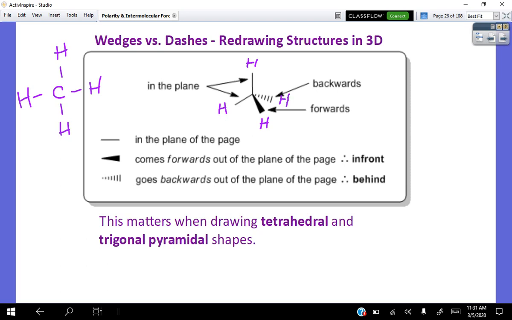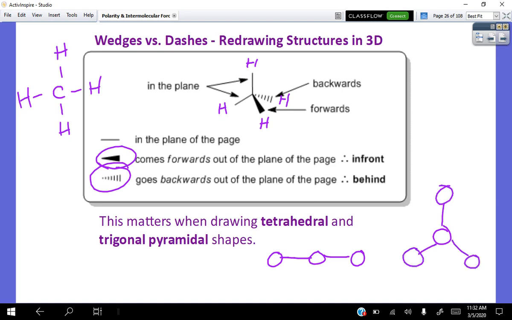Two of those atoms are going to be in the plane of the paper, but the other 2 are going to have to be represented with a wedge and a dash. The dash goes backwards out of the plane of the paper. The wedge comes towards you. This matters most when looking at trigonal pyramidal and tetrahedral shapes. With linear shapes, we know they're all going to be in the same plane. Trigonal planar is called planar because they all fit in the same plane.